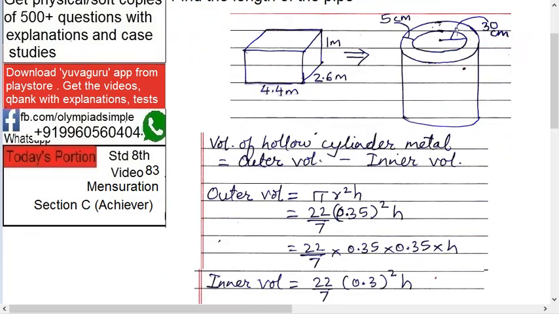Now volume of the metal. So first find the outer volume basically, and then inner volume and then subtract. This is a bigger step. So outer volume equals pi r square h, right? What is our outer radius? 30 plus 5, 35. But that is in centimeters. We have to convert this to meters. So 22 by 7 into 0.35 the whole square into h. H we don't know. We have to find out. So 22 by 7 into 0.35 into 0.35 into h. Right?